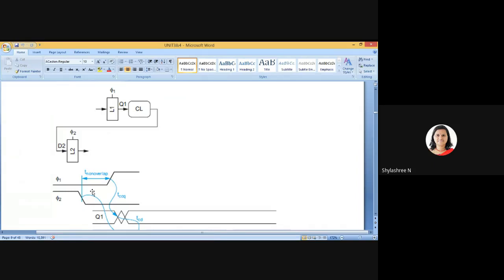That's what you can see in the timing diagram over here, the phi 1 and phi 2. This we are calling T non-overlap. Whenever your phi 2 is on, phi 1 will be off, and for some duration, both should be off. That is nothing but T non-overlap. And again, phi 1 is going to rise. So that's what I'm telling you.